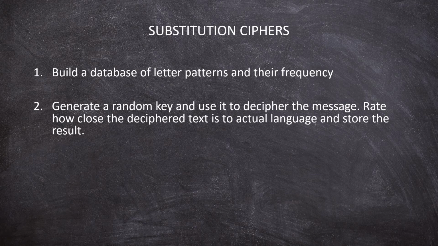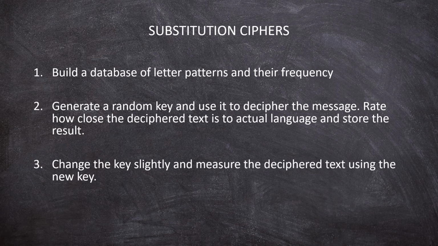We do this by making an initial guess with a random key and then attempting to decode the message with that key. We analyze the decoded text and give it a score. The score is determined by the frequency of the letter patterns within the text using our text pattern table from step 1. The next step is to alter the key slightly and try again.